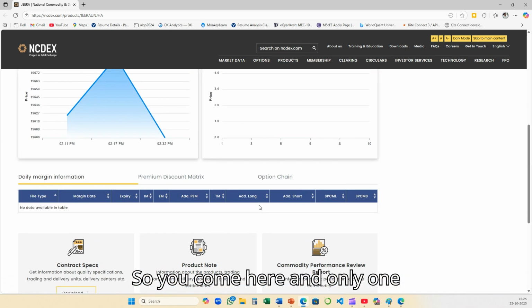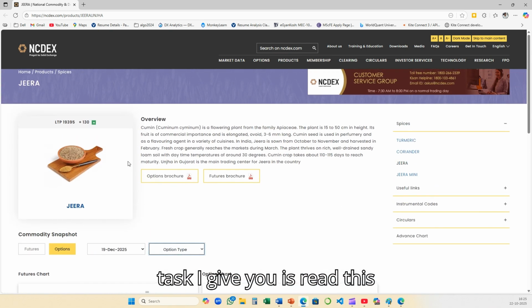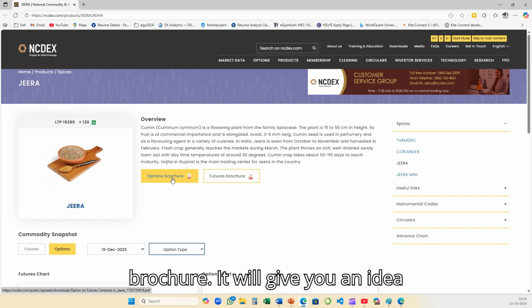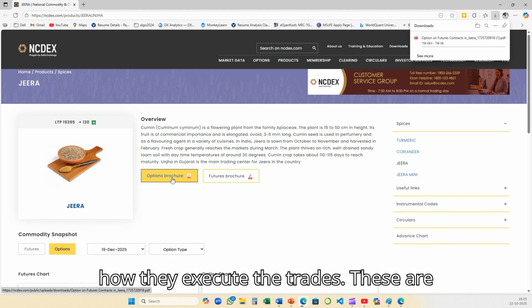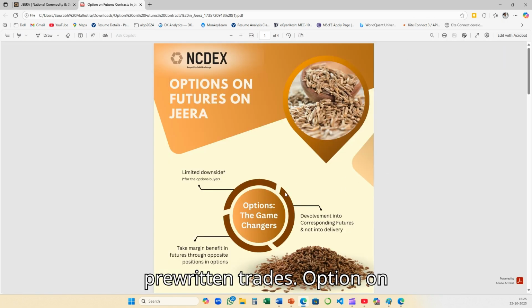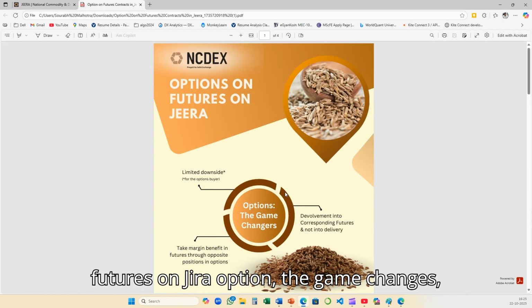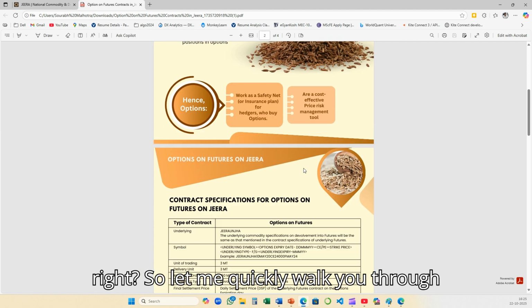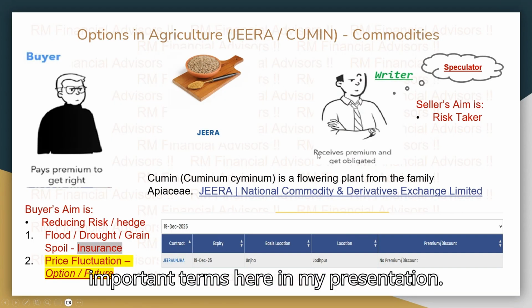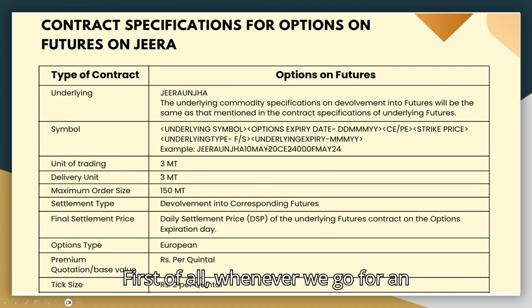The one task I give you is to read this brochure. It will give you an idea of how they execute the trades. These are pre-written trades, options on futures on jeera. Let me quickly walk you through the important terms here in my presentation.